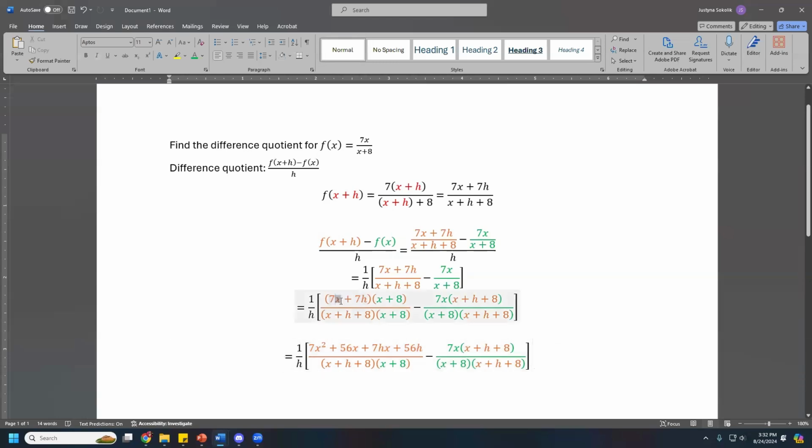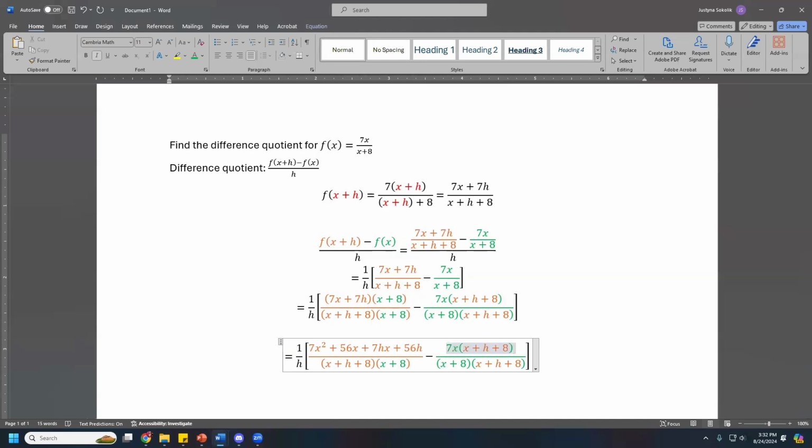Right, so this is 7x times the x. 56 comes from 7x times the 8. This next term comes from 7h times the x. And this last term comes from 7h times the 8. I'm going to do the same thing over here, except it's easier because I can just distribute this 7x inside the parentheses to each of them.